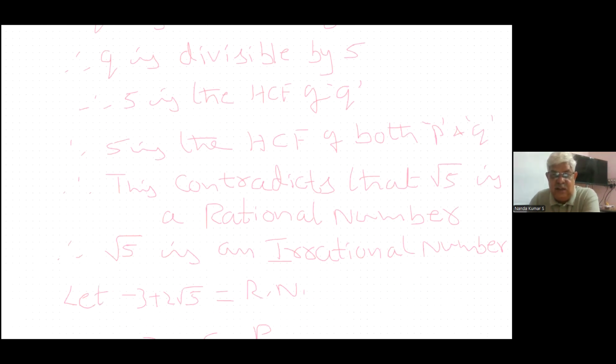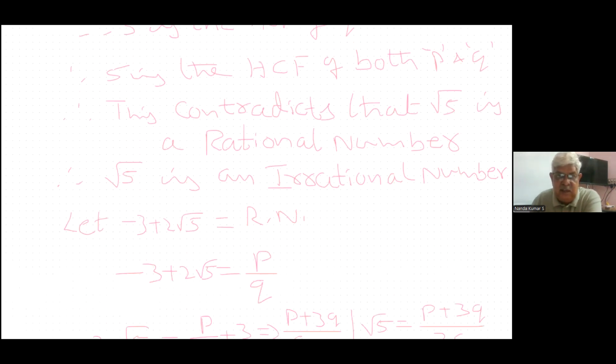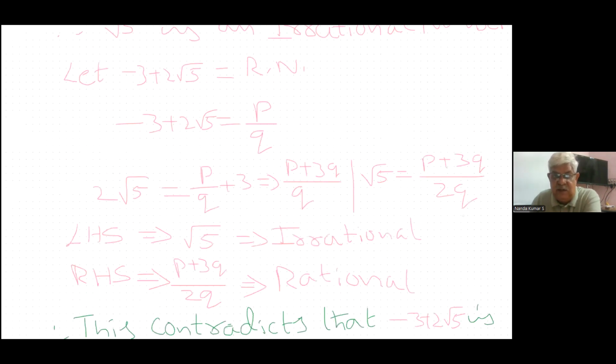So, contradiction arises that root 5 is a rational number. Hence, we conclude root 5 is an irrational number. Now, second stage, I have taken minus 3 plus 2 root 5 as a rational number. So I write it in the form p by q.